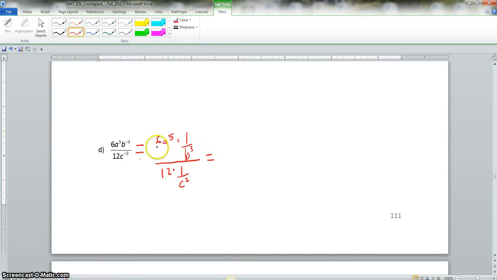Now we want to multiply these. We'll put 1 in the denominator here, 1 in the denominator here. 6a to the 5th times 1 is 6a to the 5th. 1 times b to the 3rd is b to the 3rd. All over 12 times 1 is 12, and 1 times c squared is c squared. Now we have 6a to the 5th all over b to the 3rd divided by 12 divided by c squared.